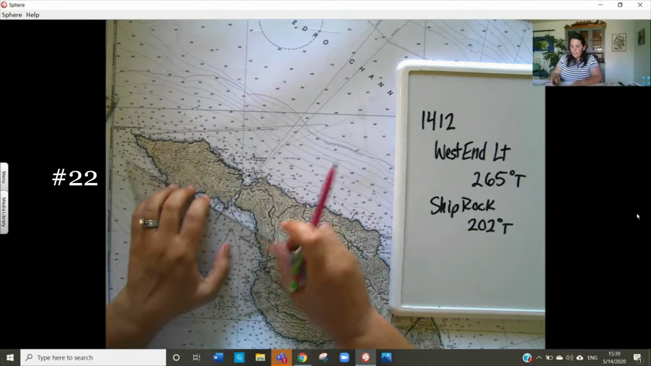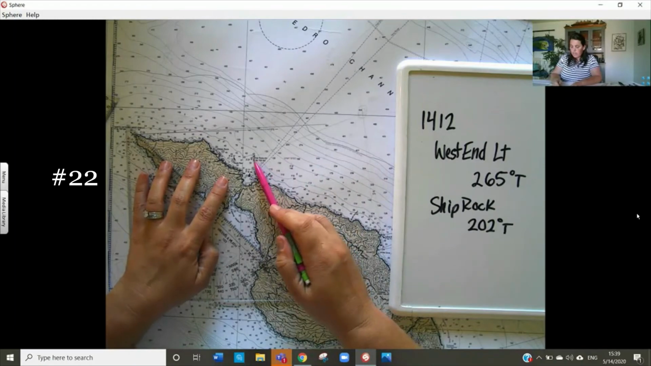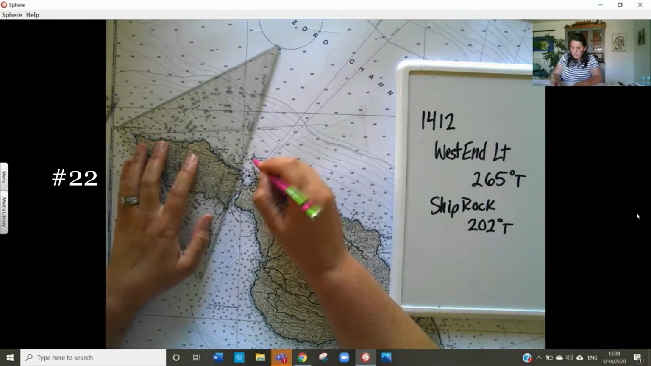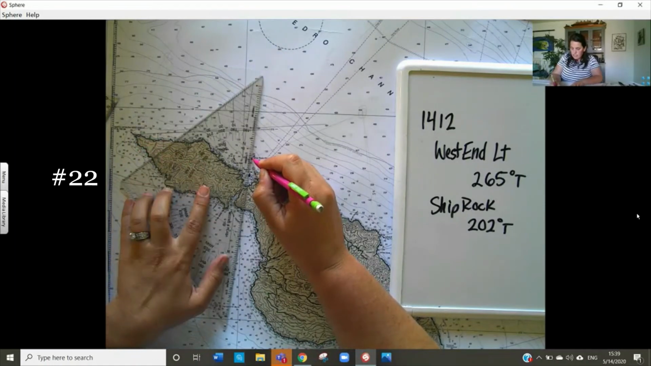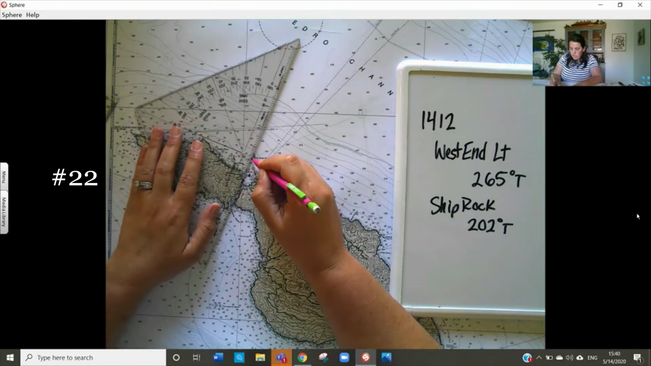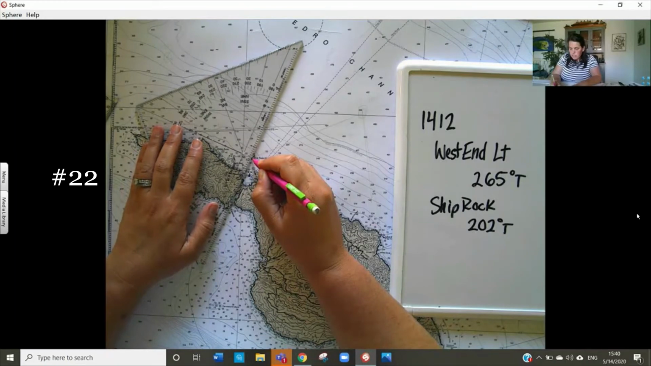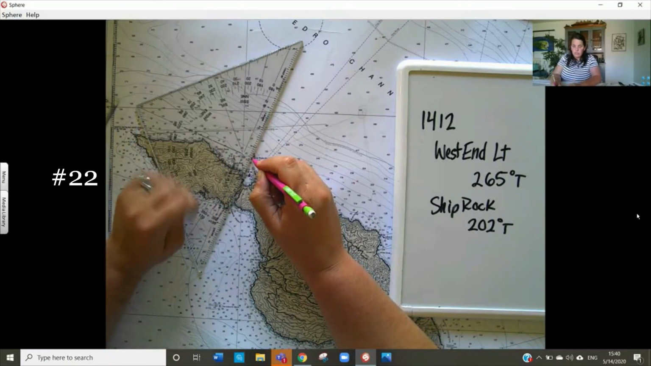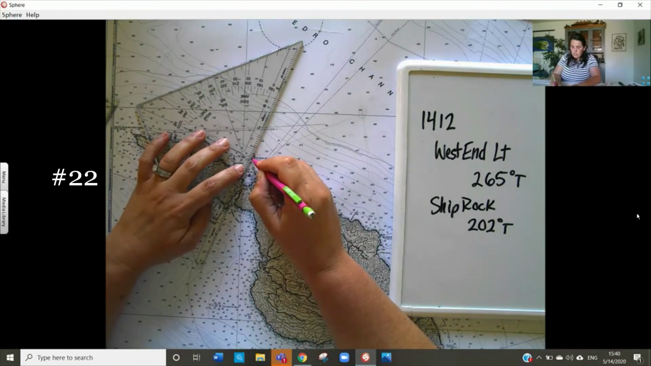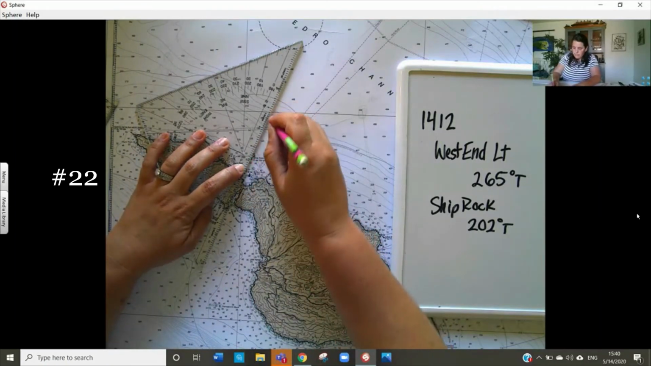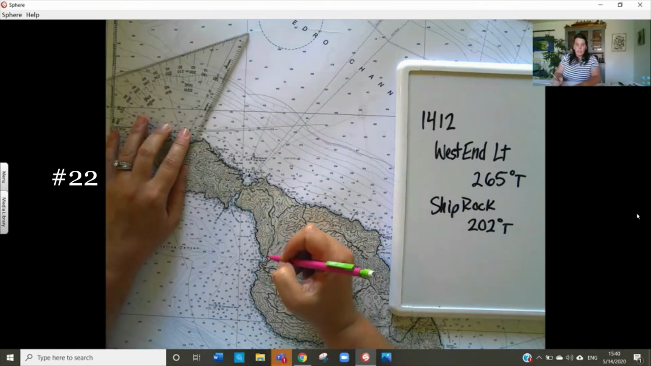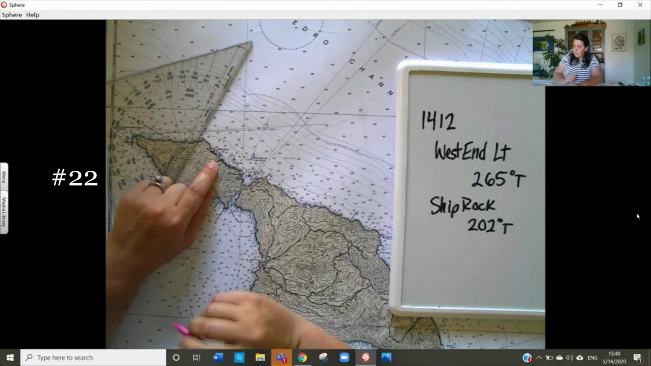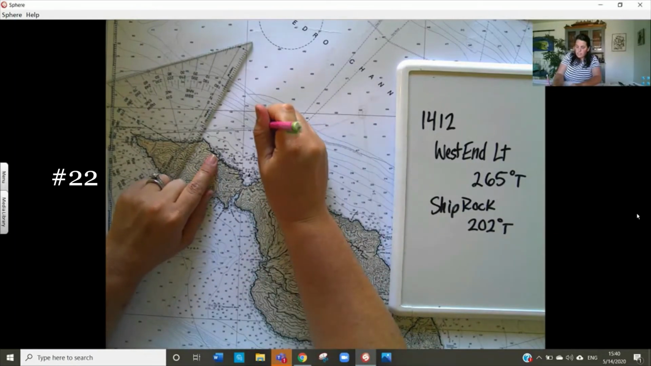And then I have Ship Rock at 202. I'm going to put my pencil on that, get my meridian here. So I have my focal point on the meridian, and then 202. So I can draw in my LOP, and where those two LOPs meet, that is my position at 1412.